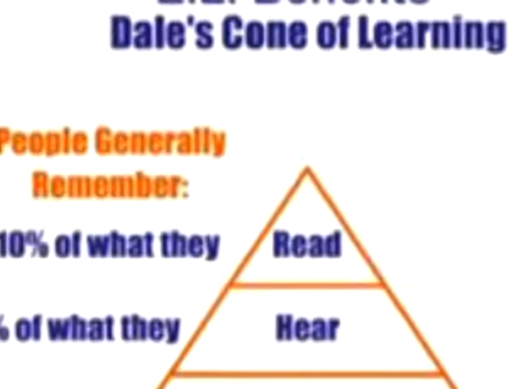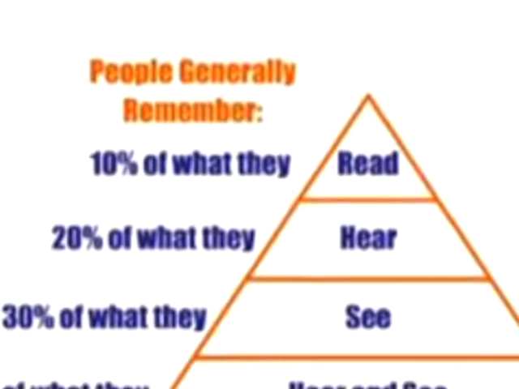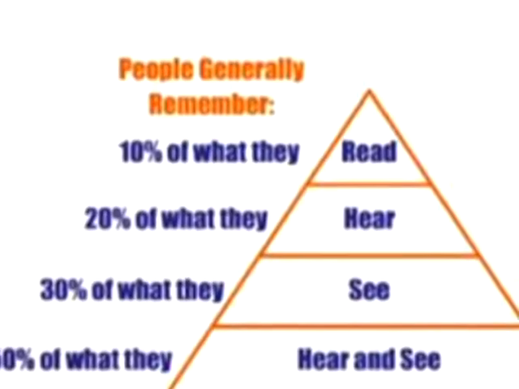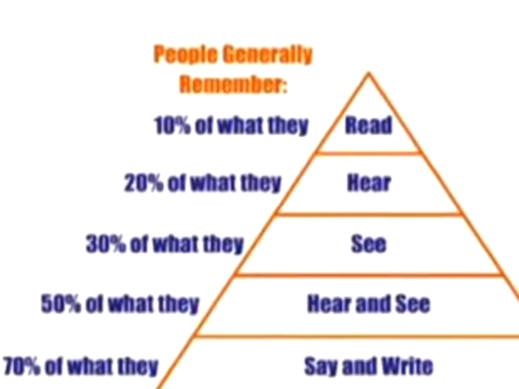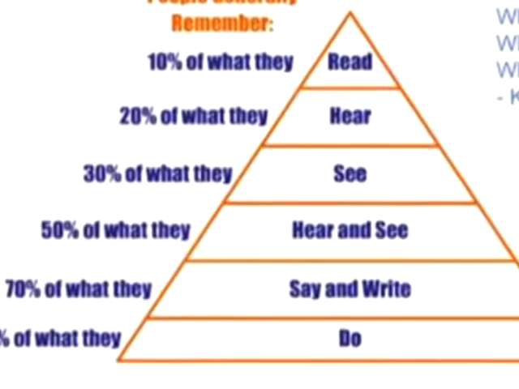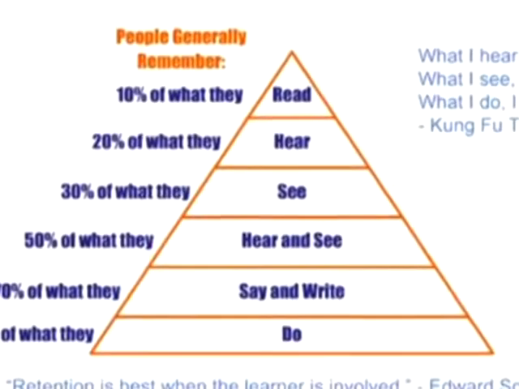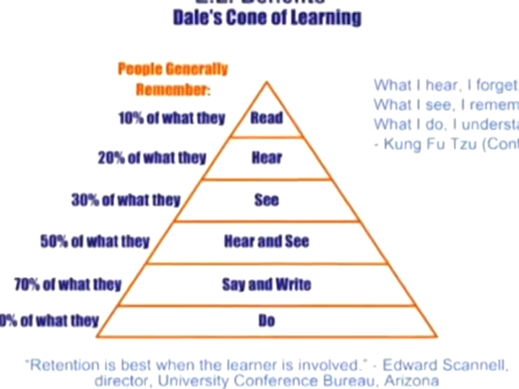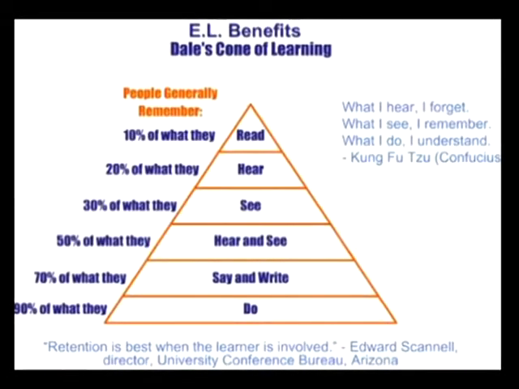According to learning theory, people generally remember 10% of what they read, 20% of what they hear, 30% of what they see, 50% of what they hear and see, 70% of what they say and write, and 90% of what they do. So retention is best when the learner is involved, because what I hear I forget, what I see I remember, what I do I understand. Based on this, dance motor therapy is one of the best ways to learn.